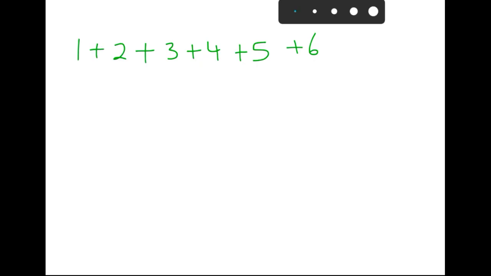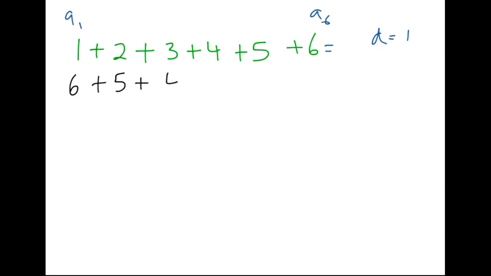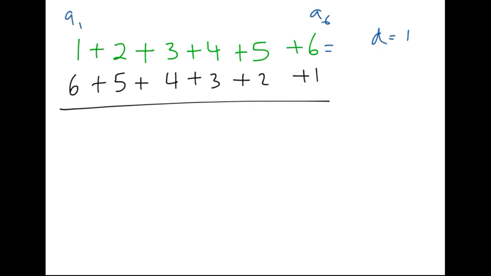Suppose we just have some easy numbers to work with. Think about this. This is A1 and this is A6, and the common difference, we know, is 1. Now we want to find the sum. Now I am going to rearrange these numbers from the greatest to the least. So I have 6 plus 5 plus 4. What I did so far, I rewrote the same sequence again in the reverse order. Now I'm going to add them.